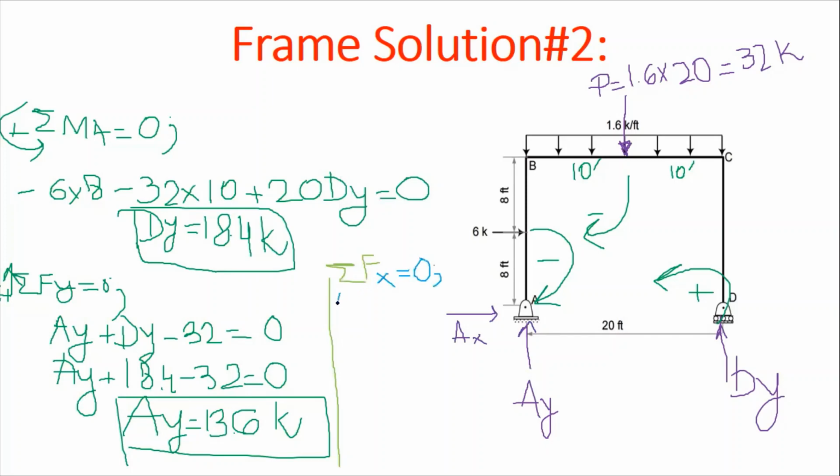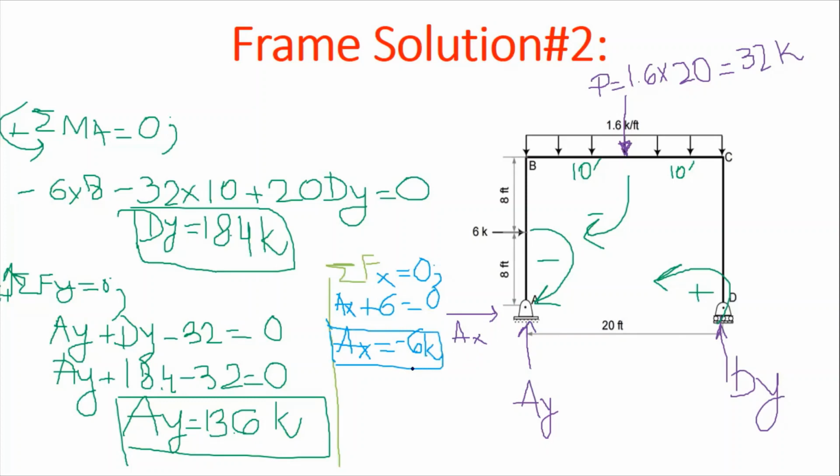So ax positive, and this one is my, obviously both are positive, both have the same direction, so it is equal to 0. So ax will come out equal to minus 6 kip. So what does that mean? Whatever direction we supposed was wrong, so its direction should be on the left, so it is negative.